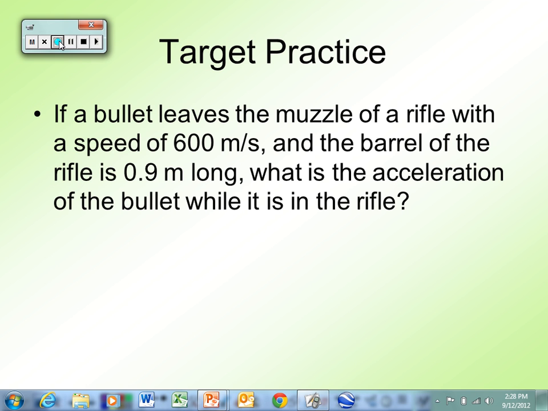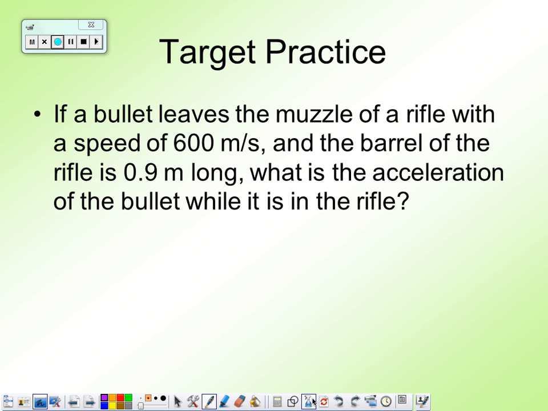Okay, in this example, we're going to be working on target practice. If a bullet leaves the muzzle of a rifle with a speed of 600 meters per second and the barrel of the rifle is 0.9 meters long, what is the acceleration of the bullet while it is in the rifle?